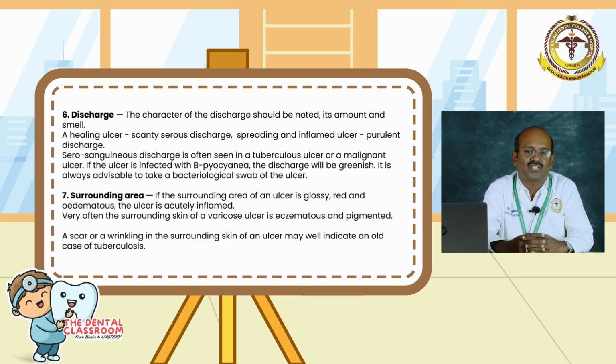Next is the surrounding structure. Now we had seen about the ulcer, and we will move on to the surrounding structure. How is the surrounding skin: whether it is stretched, glossy, or edematous. That gives a clue that it is an inflammatory ulcer. In case of varicose veins, we get to see an eczematous ulcer, and you get to see pigmentation. A scar and wrinkling of the surface can be very commonly seen in case of a tuberculous ulcer.